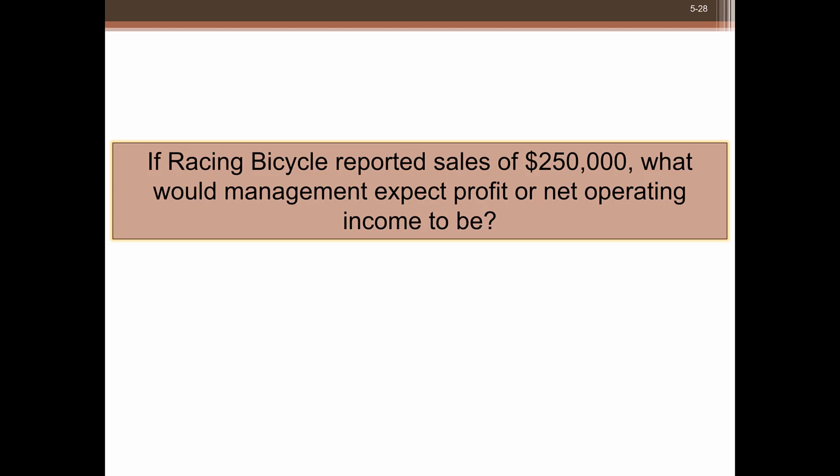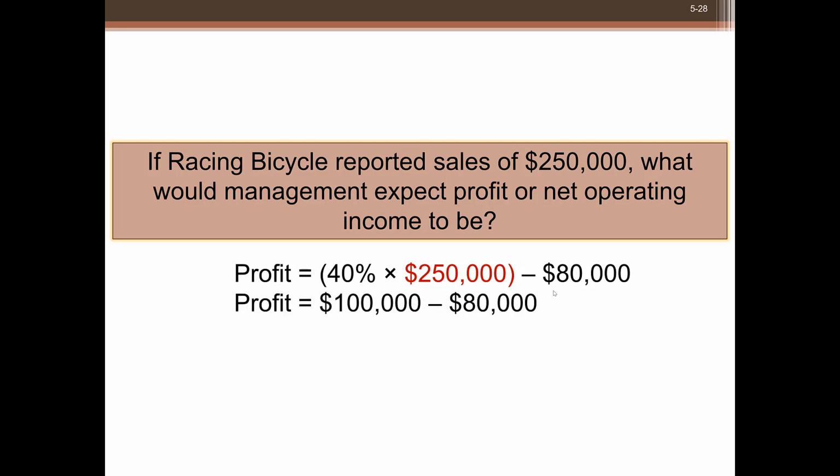Let's take a look at numbers. If Racing Bicycle reported sales of 250,000, what would management expect profit or net operating income to be? We want to calculate using the CM ratio. So profit equals 40%, the contribution margin ratio, multiplied by sales, the total sales of 250,000, minus 80,000. And we get the same number, 20,000.